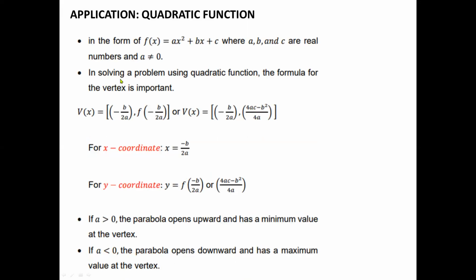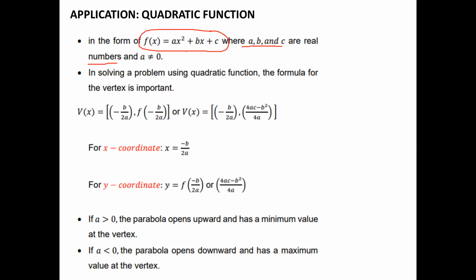In the form of f of x equals to ax squared plus bx plus c, ito siya. Ito yung ating tinatawag na quadratic equation. Kung saan ang A, B, and C are real numbers. Ibig sabihin ng real numbers, hindi sila complex numbers. Maaring decimal yan, maaring positive integer yan, maaring whole number yan, maaring counting number yan. Basta real number yan. Kung saan ang A daw kailangan hindi zero.